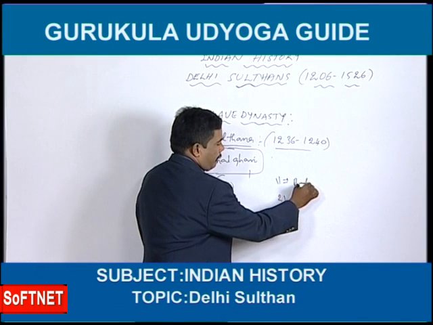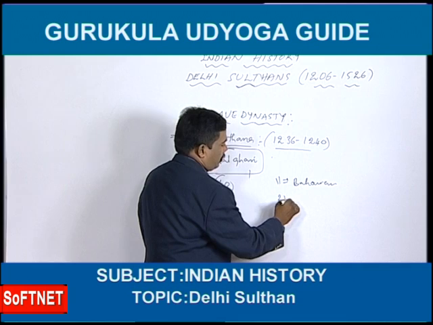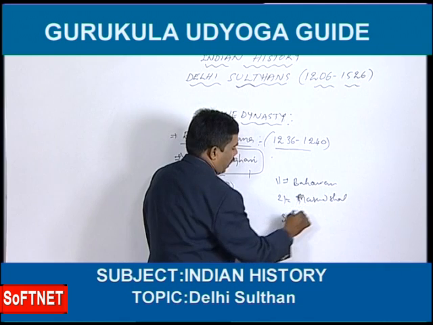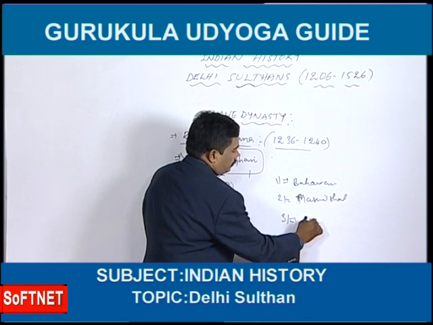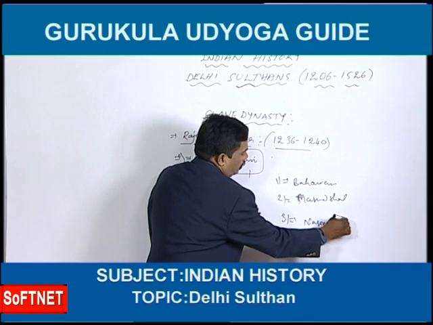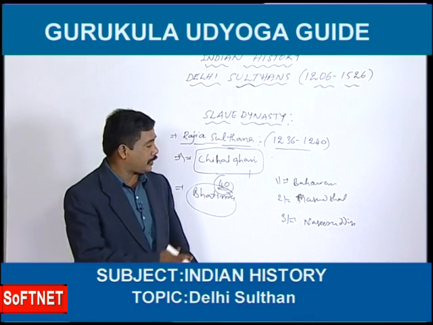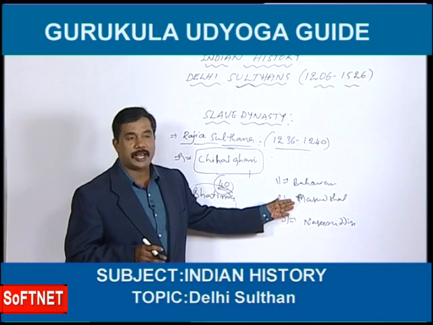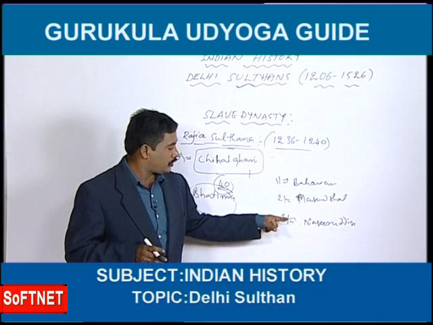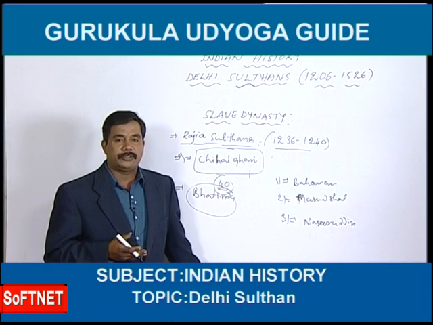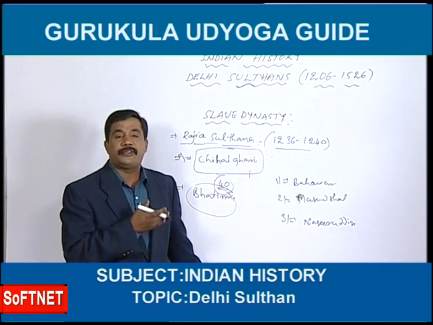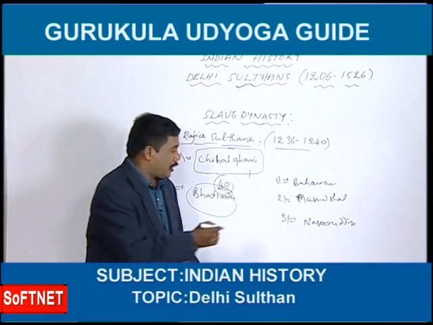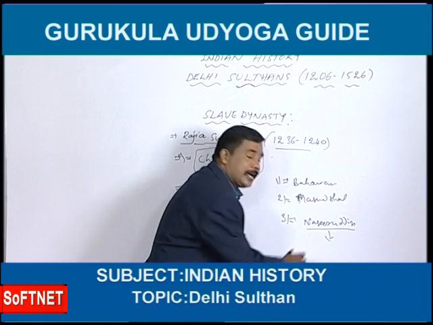These are the successors after Razia Sultana. Bahram Shah and Masud Shah did not have any efficiency. Later Nasiruddin ruled for some period, but he was also inefficient. He became the ruler in old age. He was a grandson of Iltutmish, but Nasiruddin became a puppet in the hands of Balban.